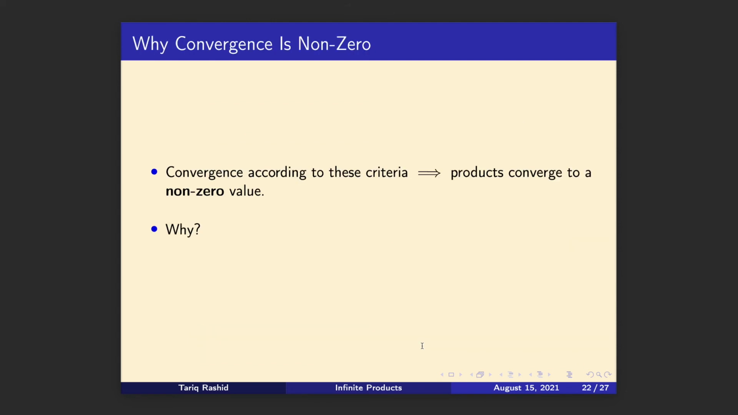So often we'll apply these convergence criteria, and they might tell us that something converges or doesn't converge. And we said as part of the definition earlier that if an infinite product tends to 0, we don't say it converges, we say it diverges to 0. So the question is, if those convergence criteria say that a product does converge, how do we reassure ourselves that that's a non-zero value?